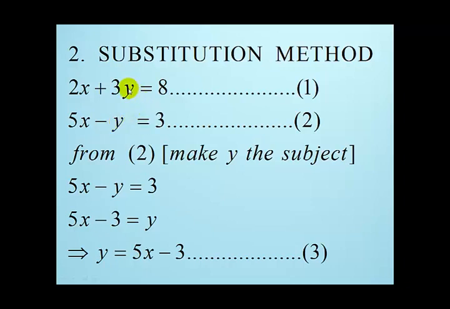Now, from equation 2, 5x minus y equals 3. If 5x minus y equals 3, we make y the subject from equation 2. So minus y on the left hand side becomes y on the right hand side. And 3 on the right hand side becomes minus 3 on the left hand side. So 5x minus 3 is equal to y can also be written as y equals 5x minus 3. That is, the right hand side becomes the left hand side, and the left hand side becomes the right hand side. We have not changed anything. It's still the same equation.